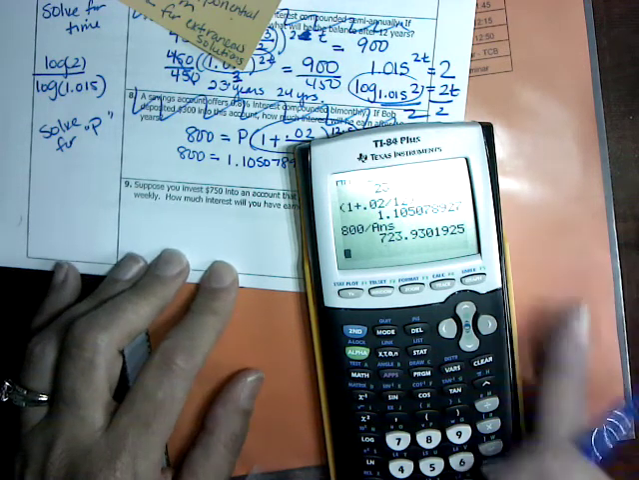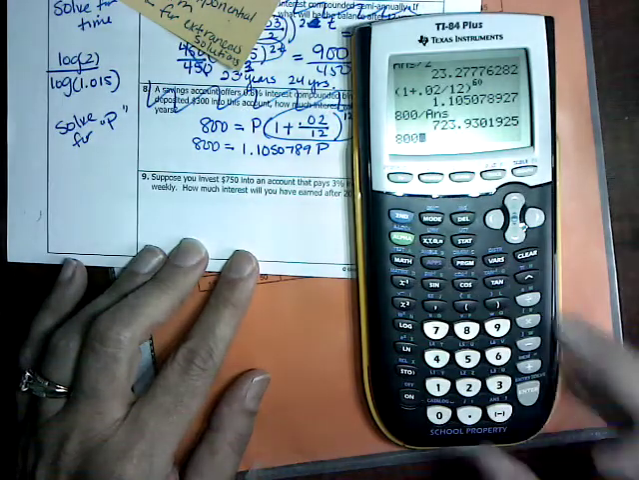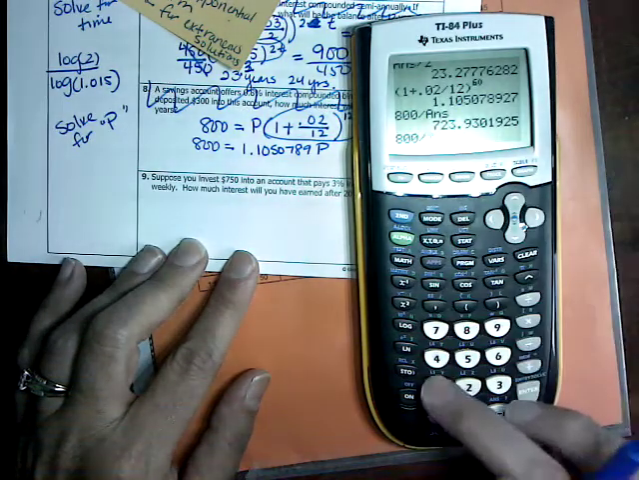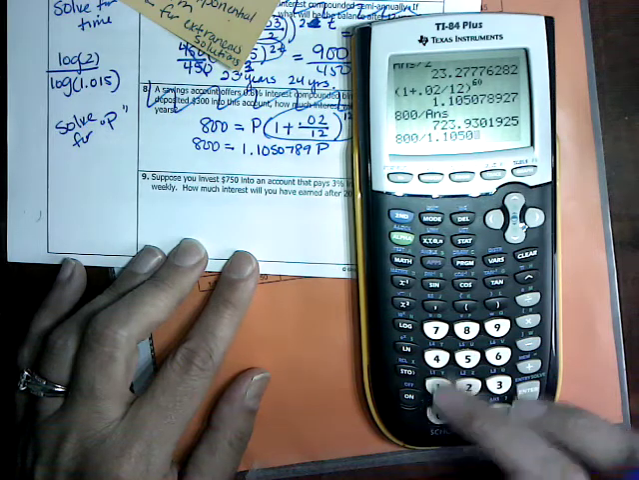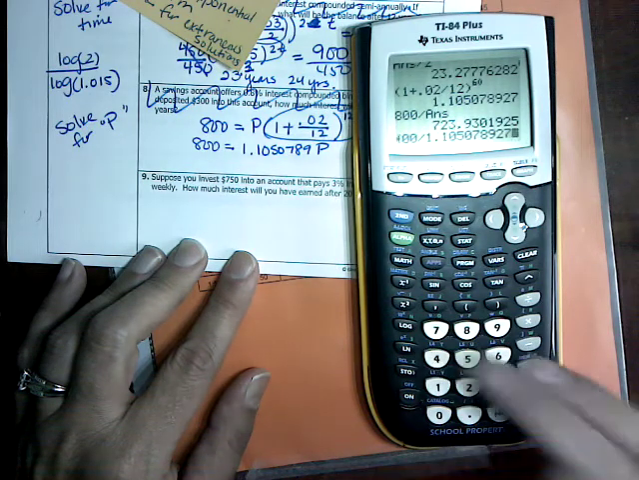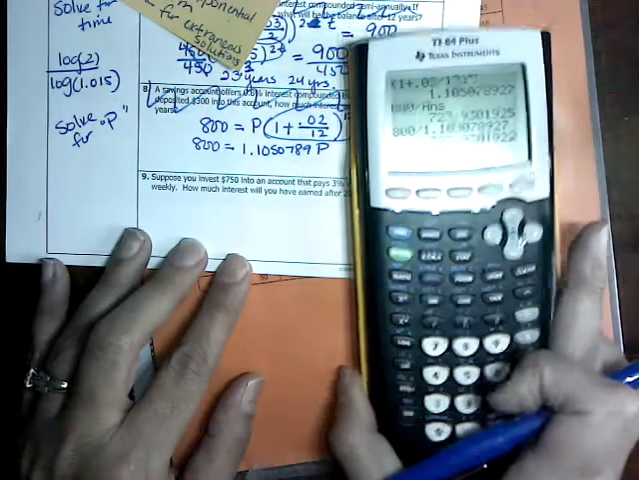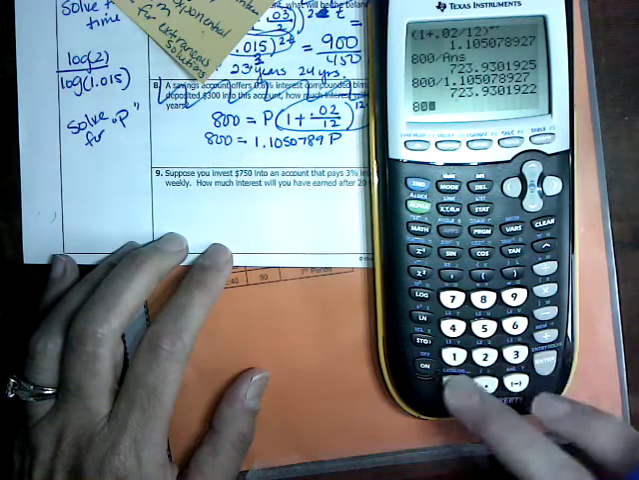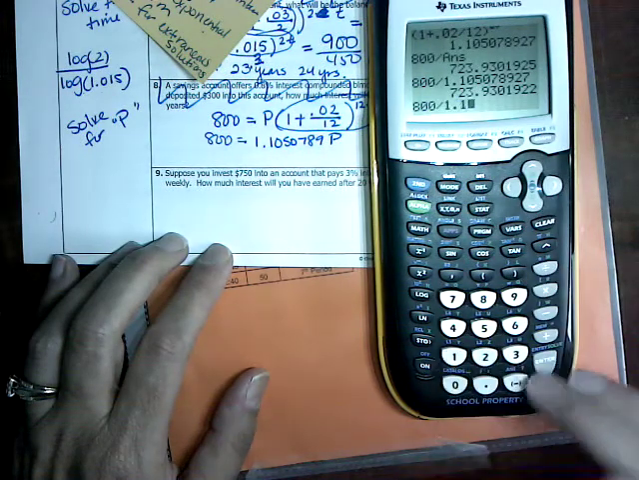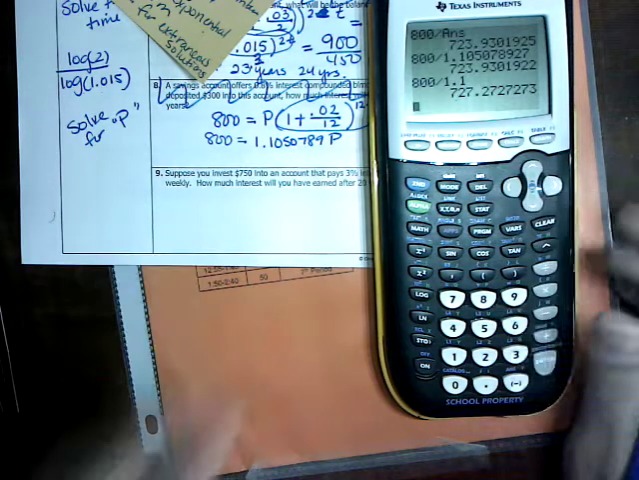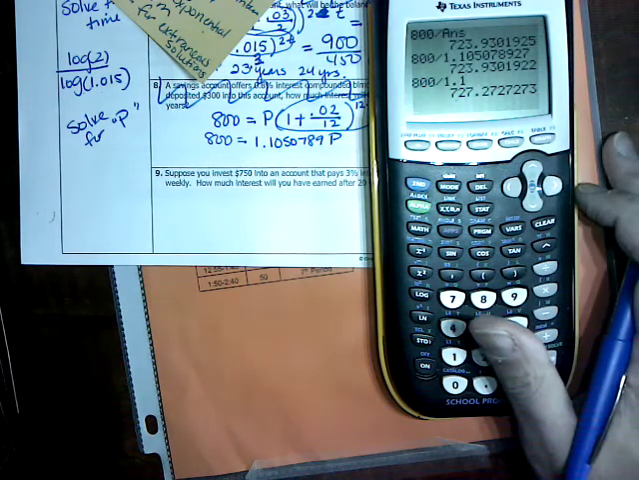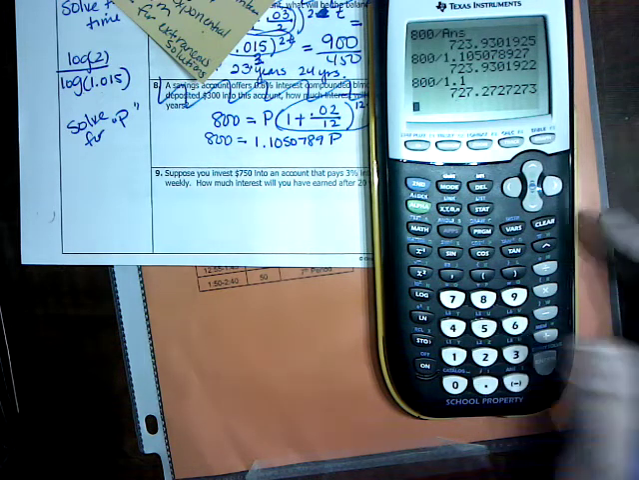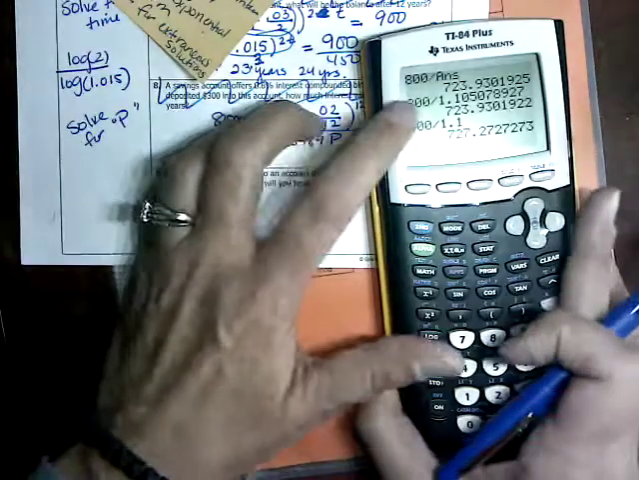It's written in blue. Let me show you. If you take 800 divided by, and I type all that number in, 1.105078927, you get the same number. Now let me show you what happens if you round it to 1.1. If you take 800 divided by 1.1, do you see how off that is? That's why you can't round it to the nearest tenth when you're talking about money. So the answer is 723.93.